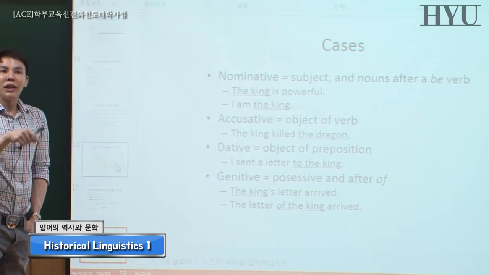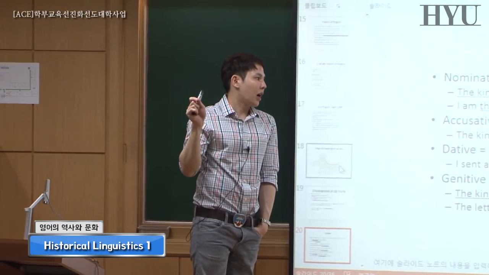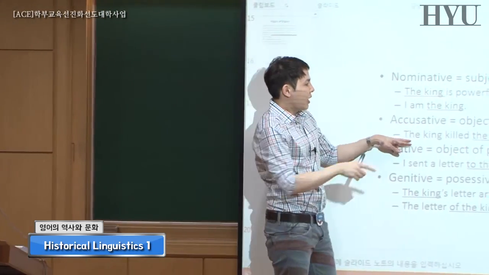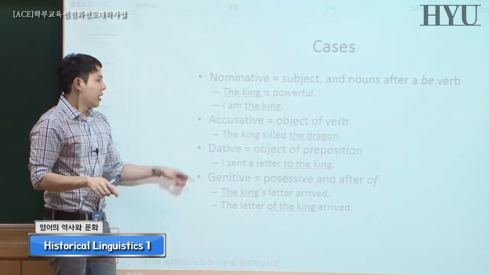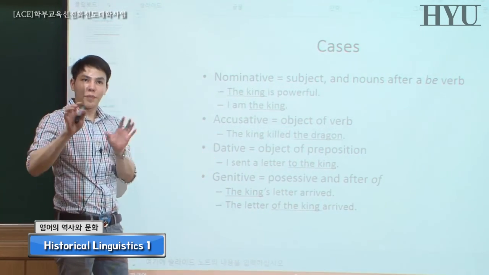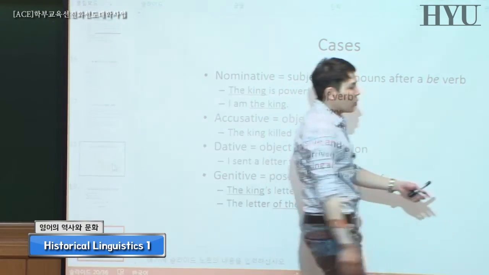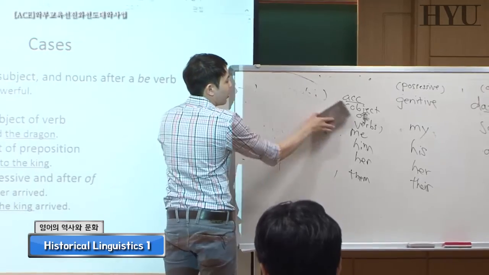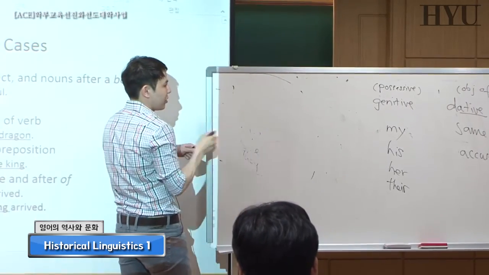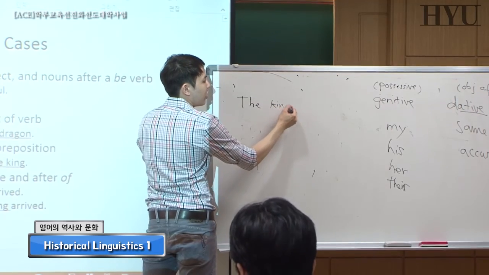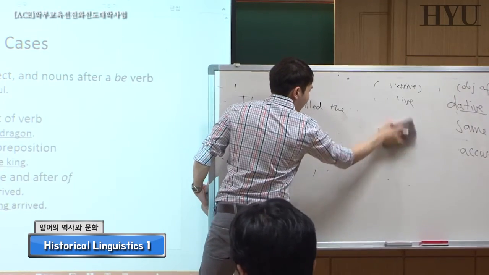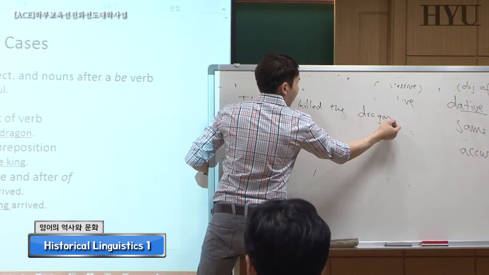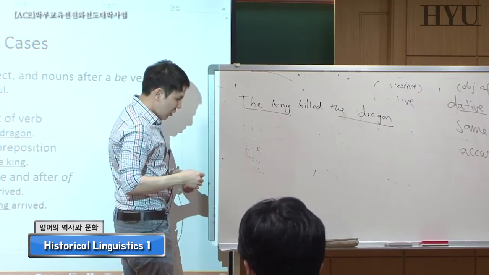So that's why in modern English, word order is very important. If you say the dragon killed the king and the king killed the dragon, that's different, right? Who does what to whom depends on the word order in modern English. But in Old English, you can imagine the same situation. If I mark the king killed the dragon, if, let's say, I marked it with a suffix.